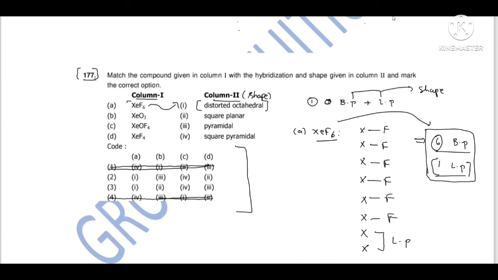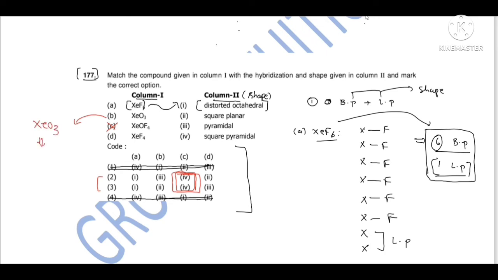By knowing that XeF6 is a distorted octahedral, you can easily eliminate two options. Now let us closely observe these two options. In option 2 and 3, C is 4. So there is no need to verify the XeOF4 shape, that is, its shape is square pyramidal. Why? Because options 2 and 3 contain the same. Now let us verify the B, that means XeO3.